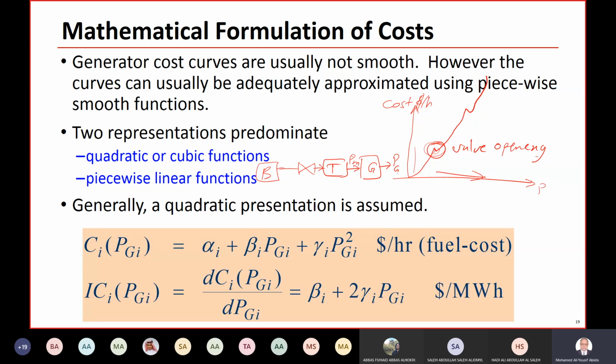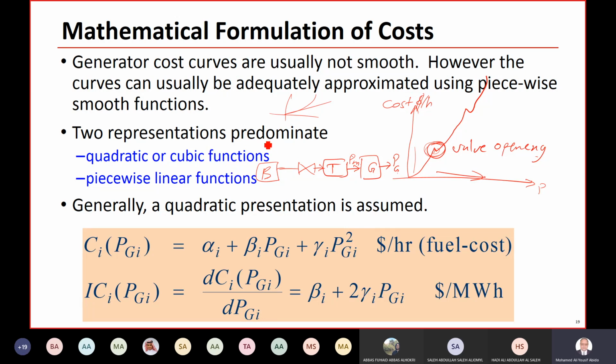You can have linear, quadratic, discontinuous, and so on. These are usually adequately approximated using piecewise smooth functions. Of course, the analysis with such non-linearity or switching will be complicated, so we will confine our analysis to linear cost, or quadratic at most, and smooth curves.